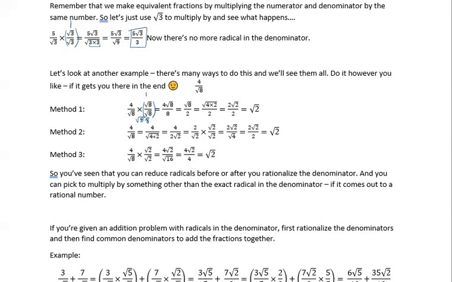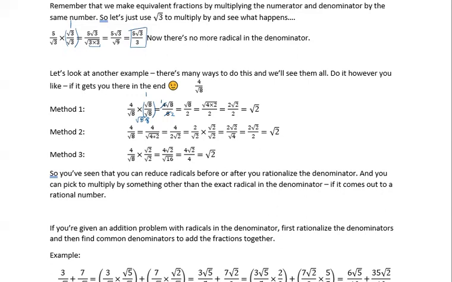Okay, now I look and I see this is rationalized, but it's not reduced. I can take a factor of 4 out of the top and the bottom. When I take a factor of 4 out of the top, I get 1. When I take a factor of 4 out of the bottom, I get 2. So now I have the square root of 8 over 2.